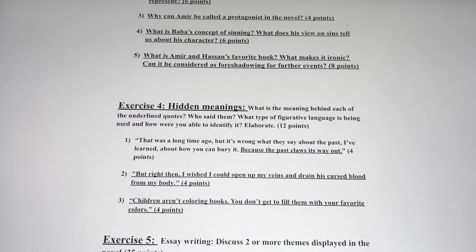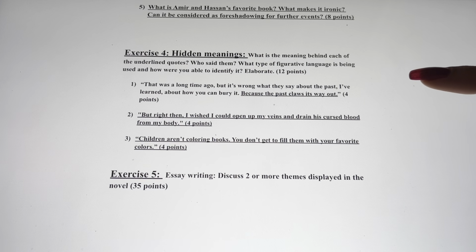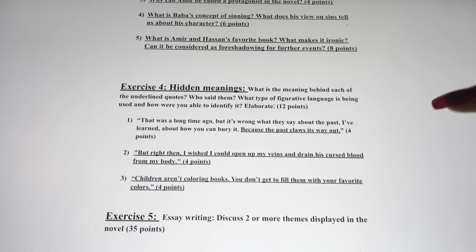So when you have these questions, you have to make sure you answer every single question, because here you have 3 question marks, so you have to have 3 different answers, of course, with elaboration, because elaboration is very important in literature. And then lastly, we have this last question that we can answer. So hidden meaning. So basically this is just to see if you understood the different figurative languages. So what is the meaning behind each of these underlined quotes?